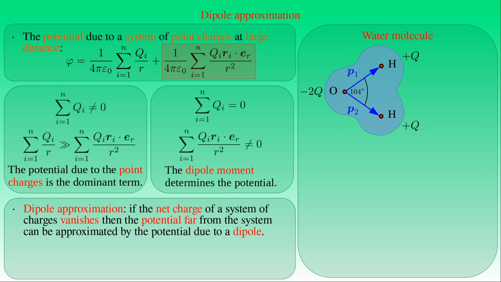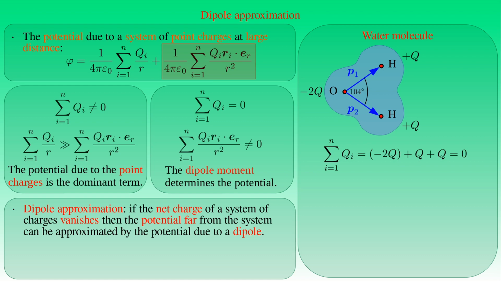Because oxygen is more electronegative than hydrogen, the oxygen atom attracts electrons more and keeps them away from the 2 hydrogen atoms in the molecular bonds. As a result, each hydrogen atom has a positive partial charge Q, while the oxygen atom has the negative charge -2 times Q, and the molecule is electrically neutral at large distance.